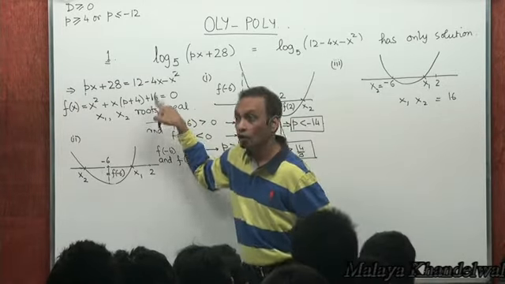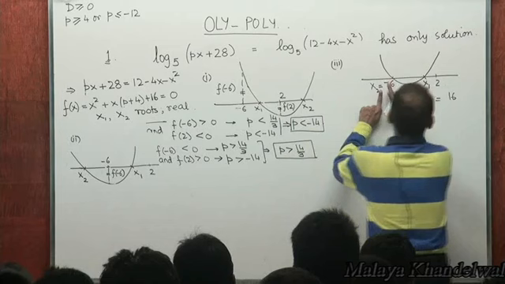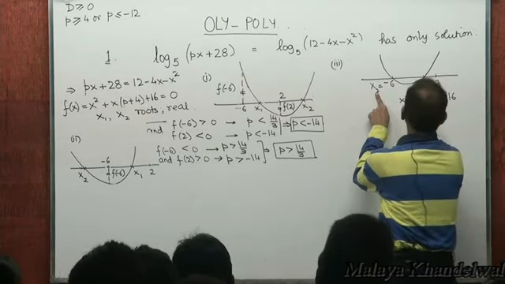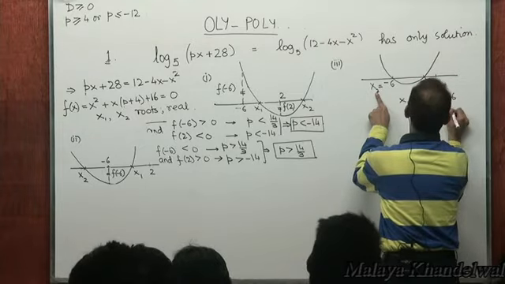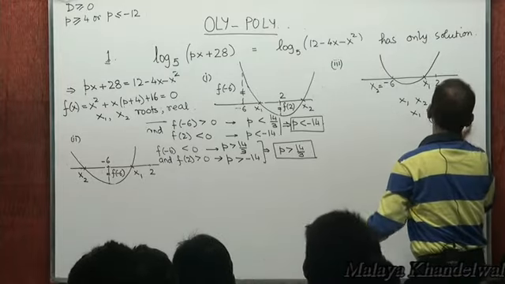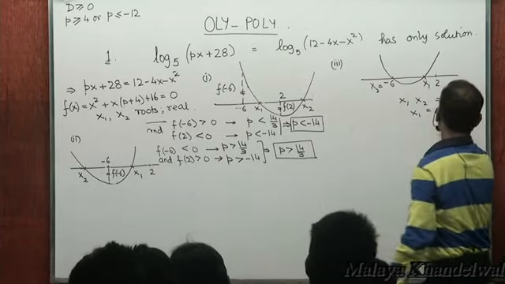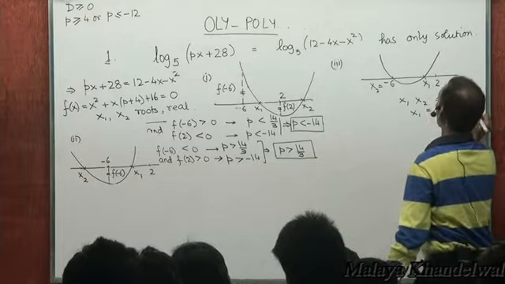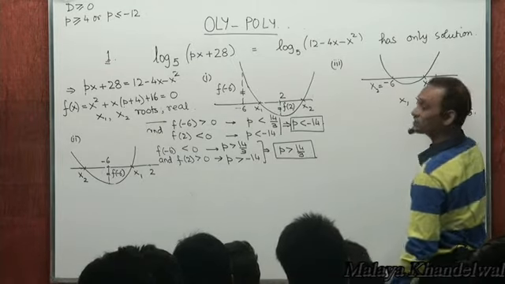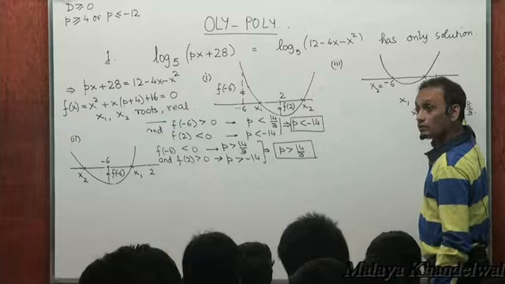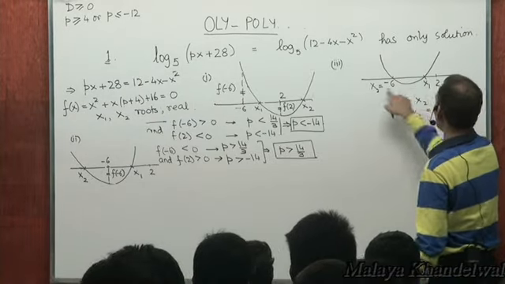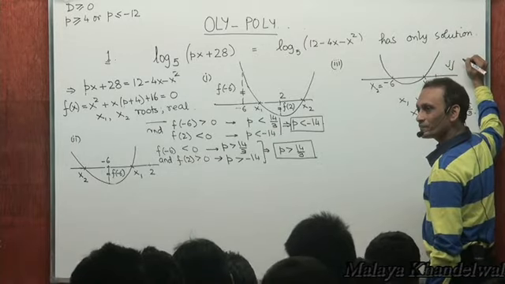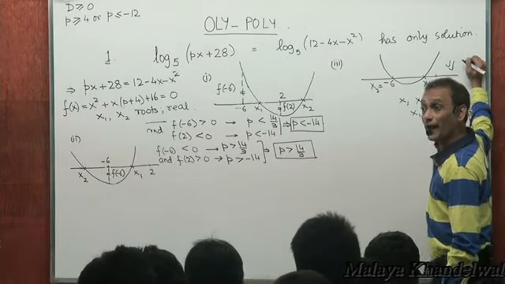C by A. And if one root is minus 6, say x2 is minus 6, then x1 would be 16 by minus 6. Yes or no? That is minus 8 by 3. Now, does minus 8 by 3 lie in the interval minus 6 to 2? Yes. So this can happen. This can actually happen.